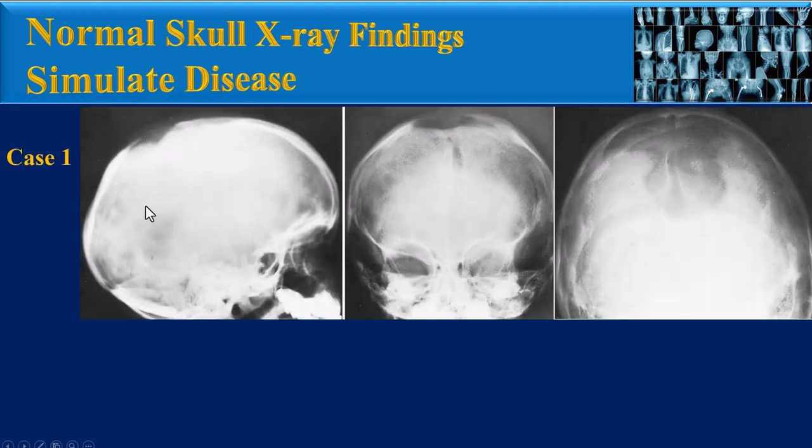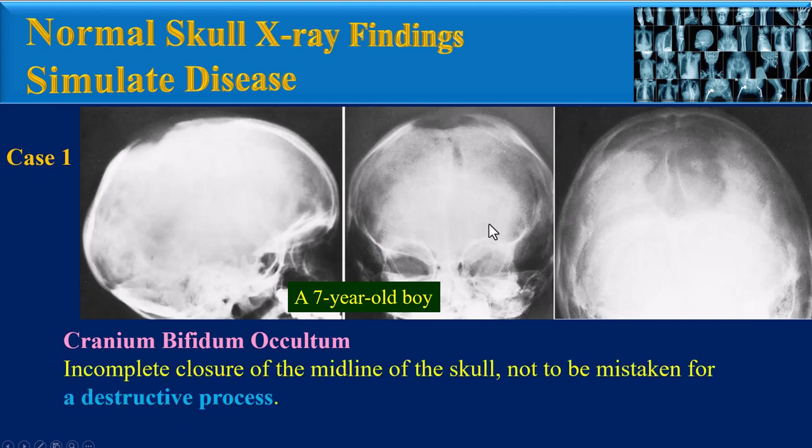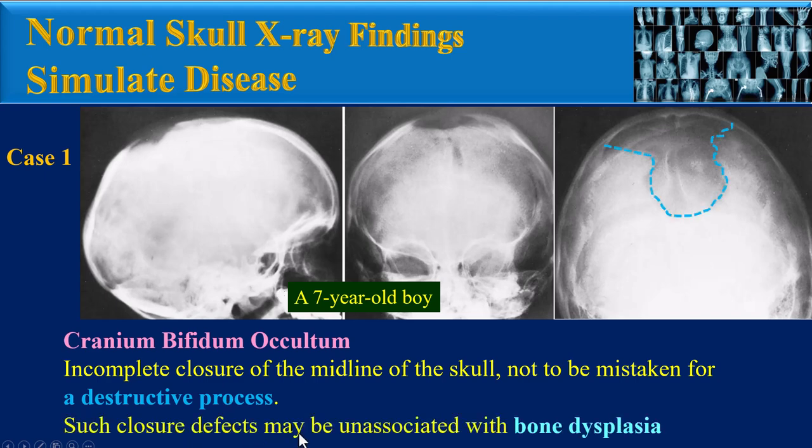Case 1. These images are related to a 7-year-old boy. As we can see, it seems there is a large lytic destructive lesion in the parietal bone. But really, it's cranium bifidum occultum, which is incomplete closure of the midline of the skull, not to be mistaken for a destructive process. Such closure defects may be unassociated with bone dysplasia.